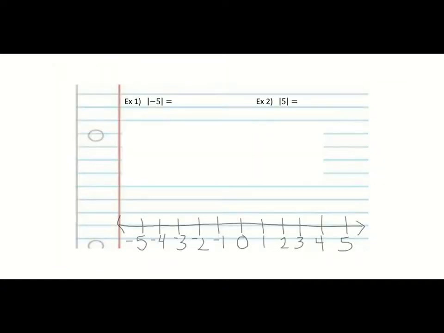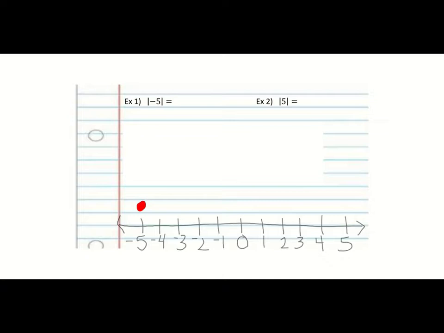Our first example says the absolute value of -5 equals. To figure out what the absolute value of a number is, we're going to picture a number line. I drew a number line at the bottom of this slide, and what we are going to do is start at the number inside the absolute value. In this case, we are starting at -5, so I'm going to put a dot above -5. Now we do not need to draw the number line. You can if you wish.